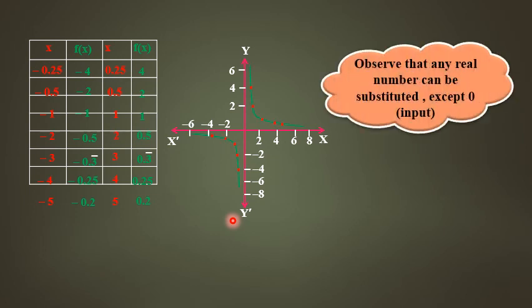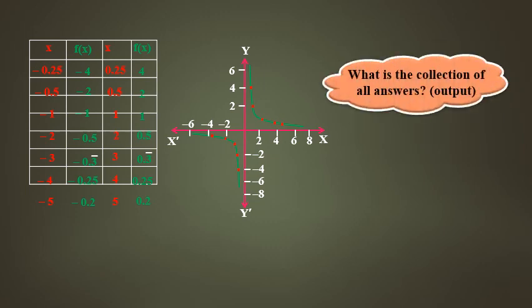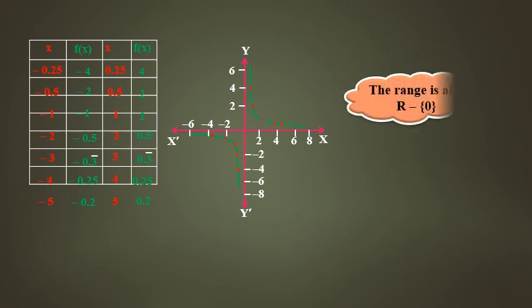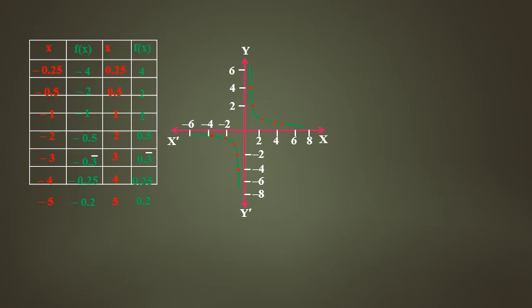Yes, join all the points, we get the graph like this. Observe that any real number can be substituted except 0. See here, if you put 0, there is no meaning at all. 1 by x becomes 1 by 0, that is infinity. What is the collection of all answers? The range is also R minus singleton 0.